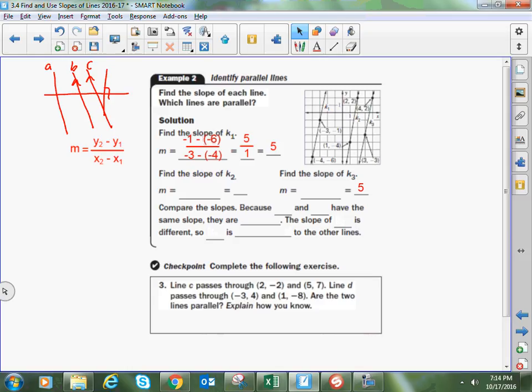Now, again, here's the formula. I don't have space to write it out each and every time, but here's the formula again. And we get that slope to be positive 5. So moving on to K sub 2, when I plug the numbers into the slope formula here, I get a slope of 6. So based on that, we would say those two lines, K1 and K2, are not parallel to each other because they don't have the same slope.